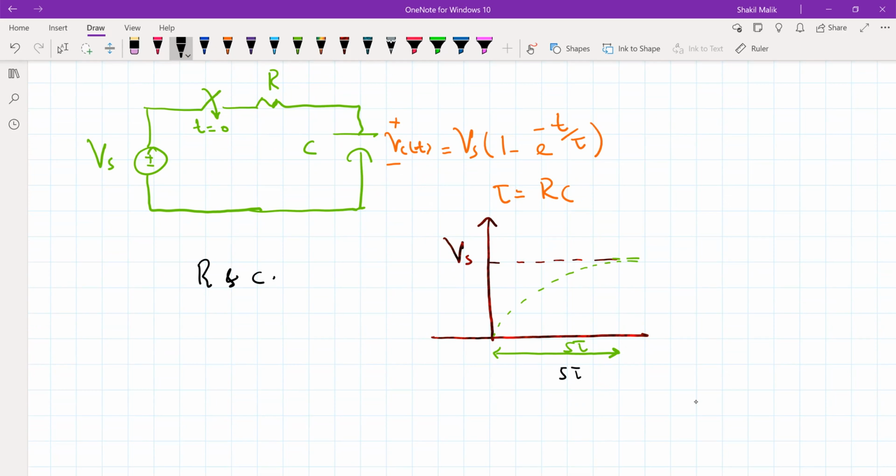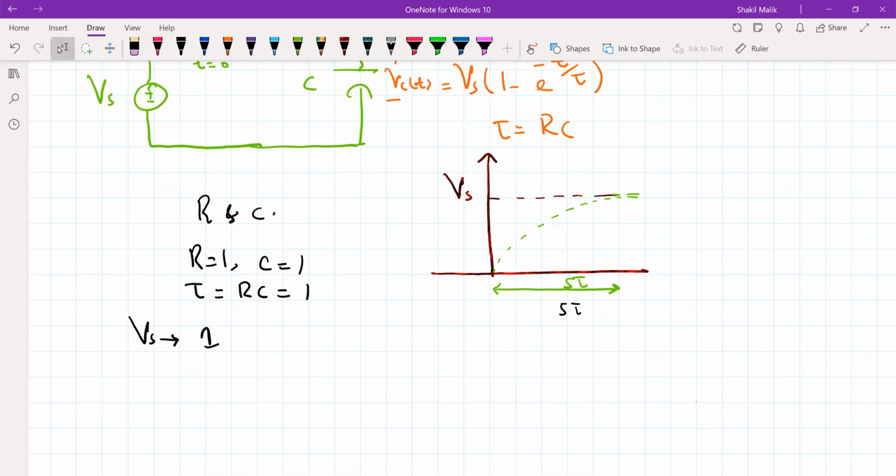Now for the first example, let's suppose R is equal to 1, C is equal to 1. So what will be the time constant here? Time constant is RC, that's equal to 1. So the value of this time constant is 1 second. So in 5 seconds for this circuit, it should reach the final value. Now the final value is decided by Vs. If Vs is 1, then Vc should be approximately equal to 1 in 5 seconds. If Vs is equal to 10, then Vc should be approximately 10 in 5 seconds.